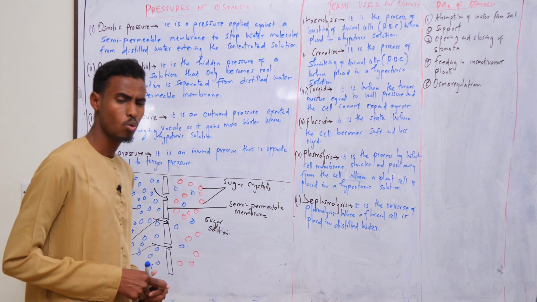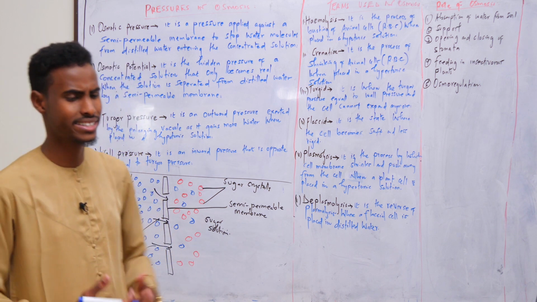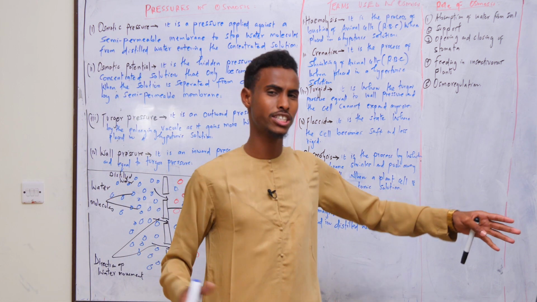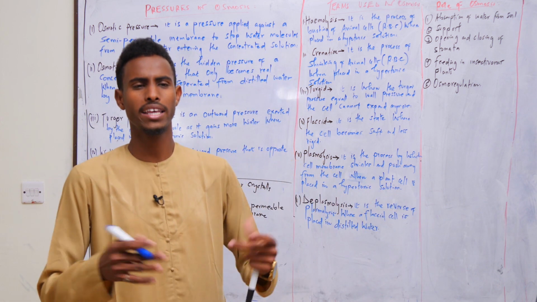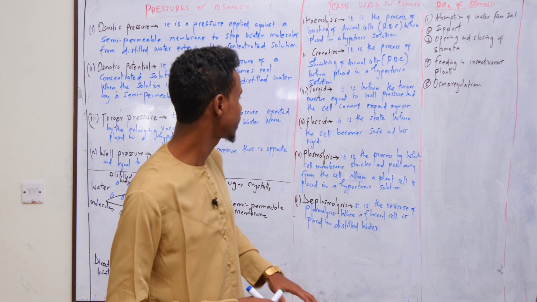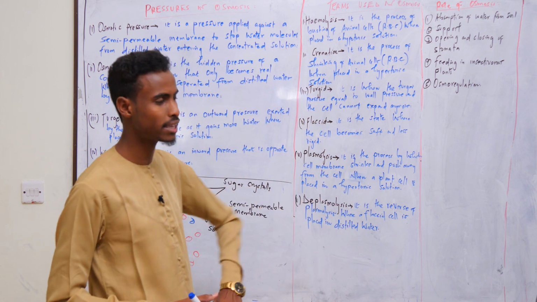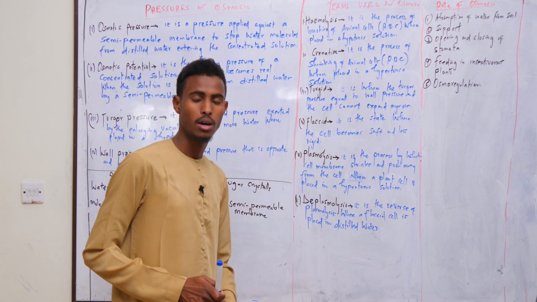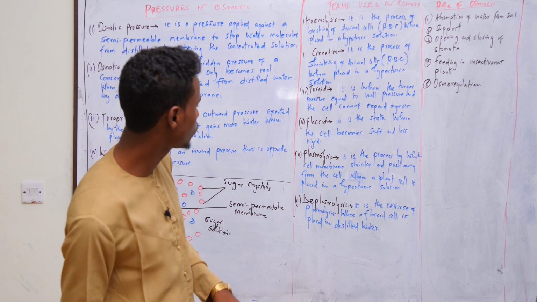Now, turgid. When can we say that a plant cell is turgid? A plant cell is said to be turgid when the turgor pressure equals the wall pressure, and therefore the plant cell becomes firm and rigid, and it also attains turgidity, and hence the plant is said to be turgid. It's also associated with when a plant cell is placed in a hypotonic solution.